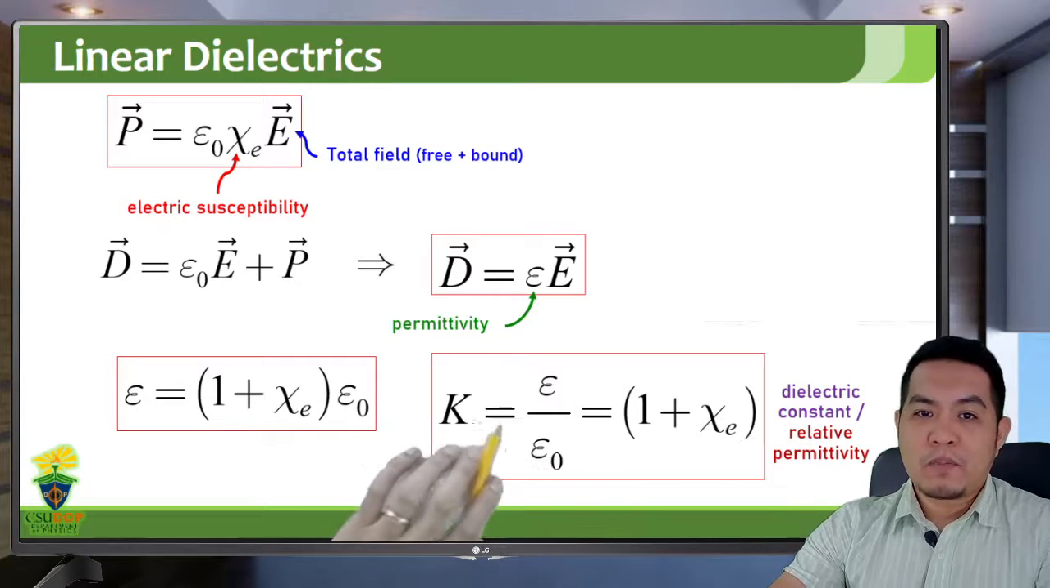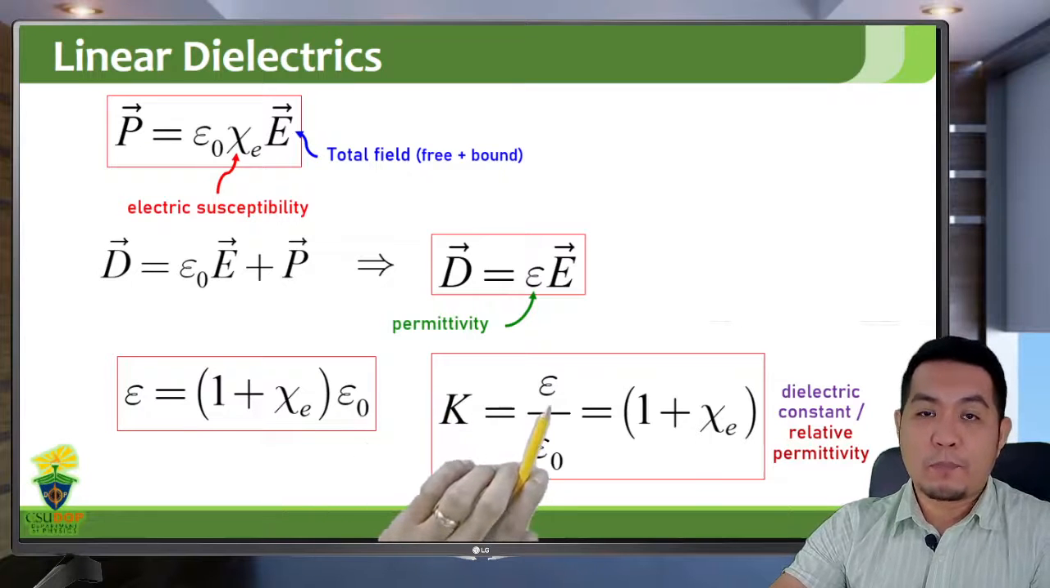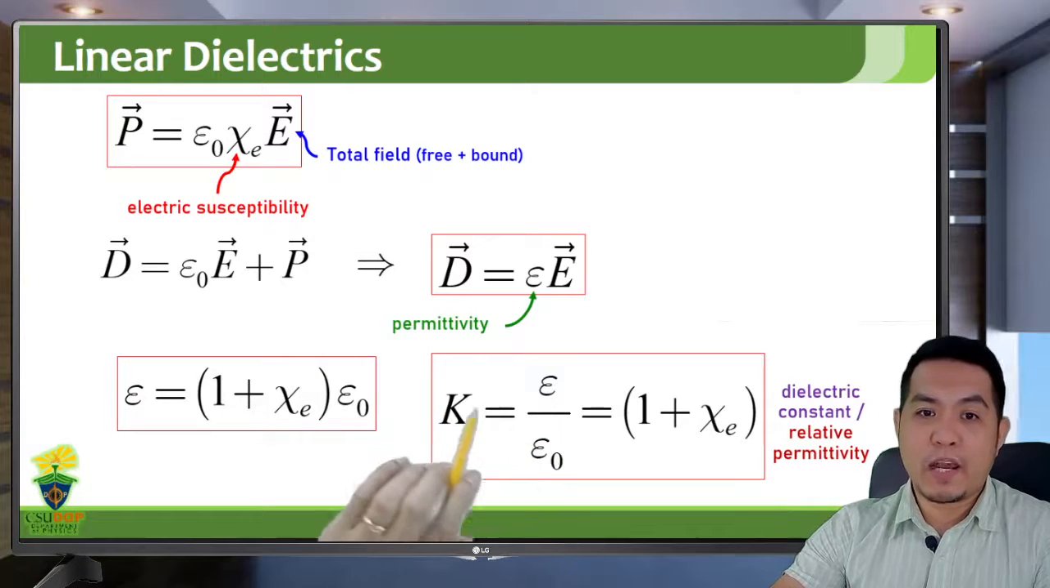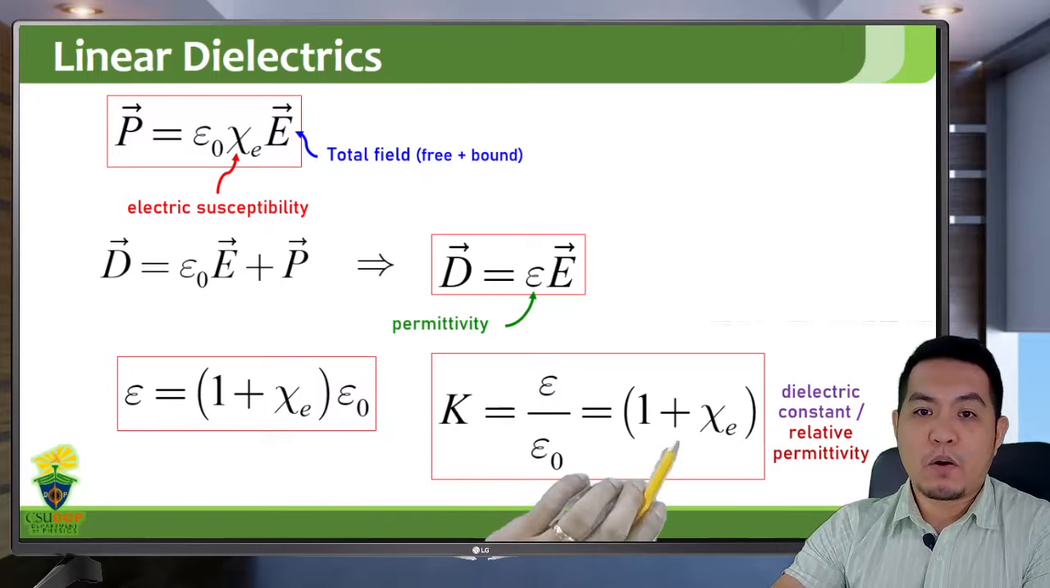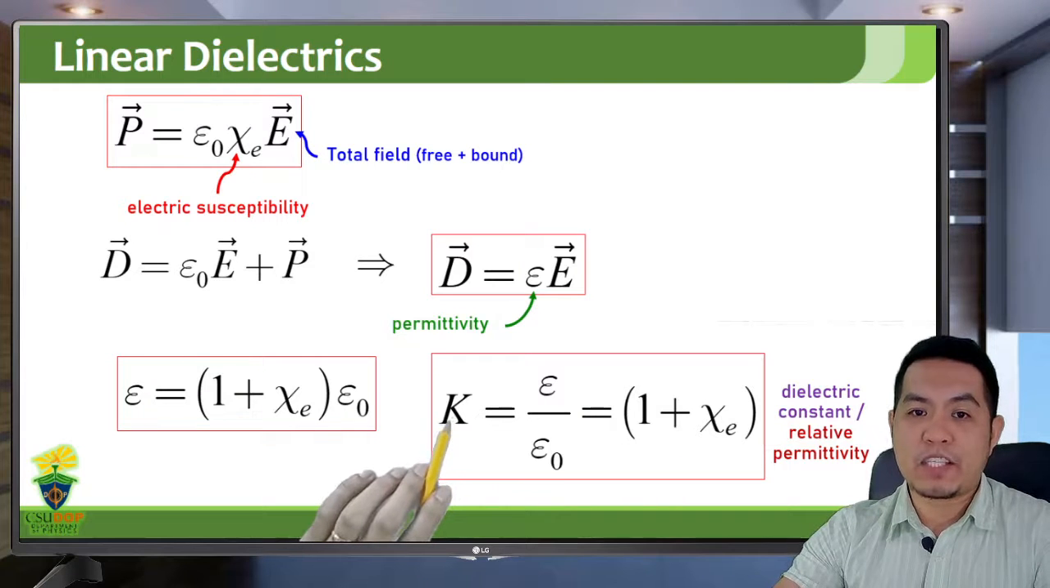If you are given the dielectric constant, you can solve for the permittivity by just multiplying by epsilon naught, and you can also solve for the electric susceptibility. The electric susceptibility from this equation is just K minus 1.